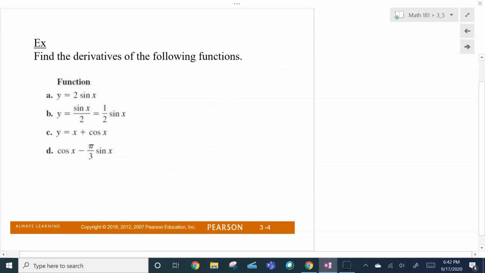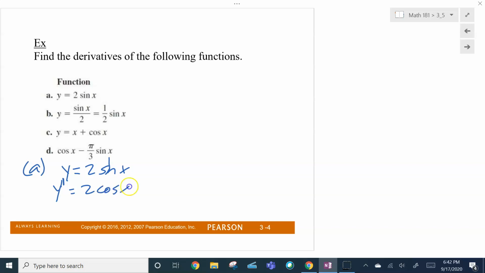So let's go ahead and solve these. Let's do y equals 2 sine of x. So y prime would be, the constant stays there. This is y prime. Derivative of the sine is what? Cosine.